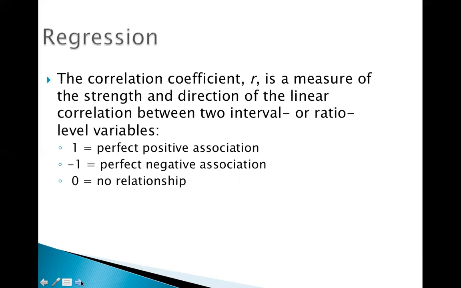Another coefficient we talk about in terms of regression is R. And this is the measure of both the strength and the direction of the linear correlation. So an R of 1 is a perfect positive association, and a negative 1 would be a perfect negative association. So again, speaking to the direction, whether it's positive or negative, and speaking to the strength as well. And then if you had an R coefficient of 0, that would mean no relationship between the independent and dependent variables.